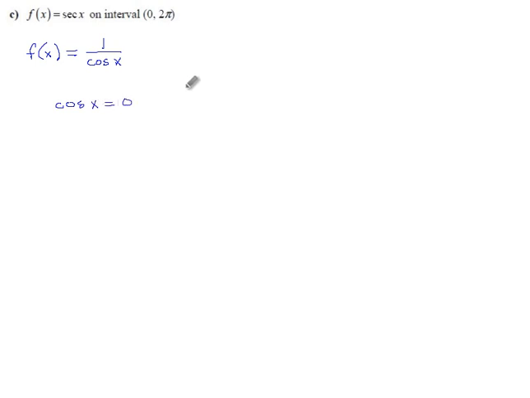And the answer is there's an infinite number of places where cosine equals 0, and the list starts at 90 degrees, which is pi by 2, 270 degrees, which is 3 pi by 2. What would the next one be? 450 degrees, which is 5 pi by 2, and so on. They only want the ones from 0 to 2 pi, so only these first two, pi by 2 and 3 pi by 2, interest us right now.